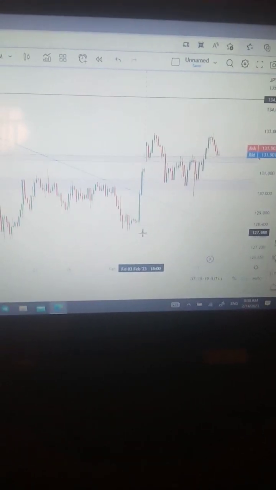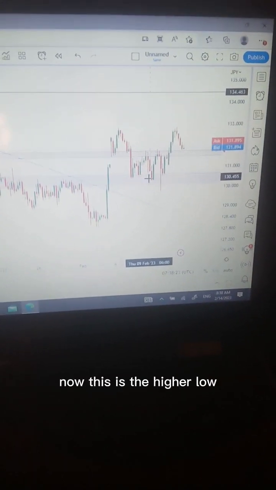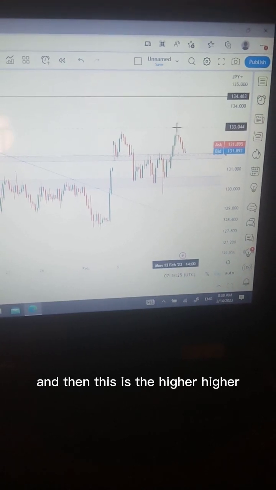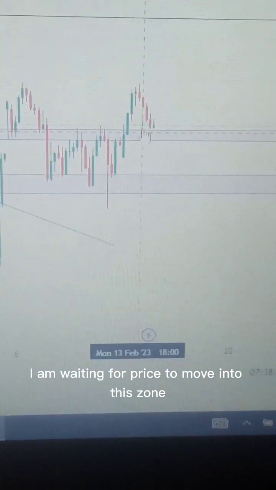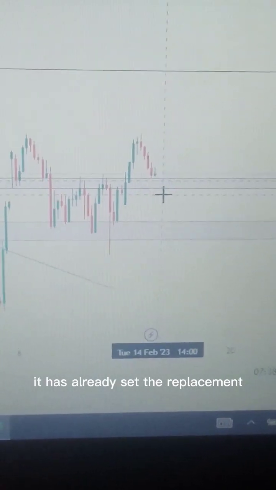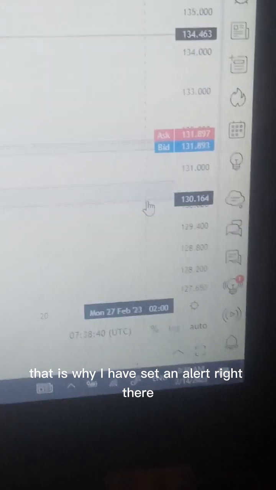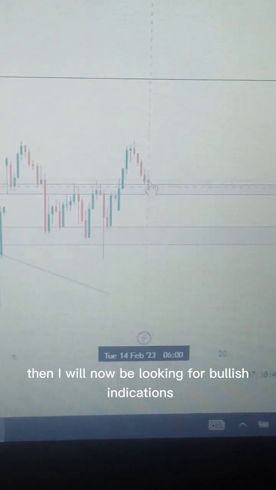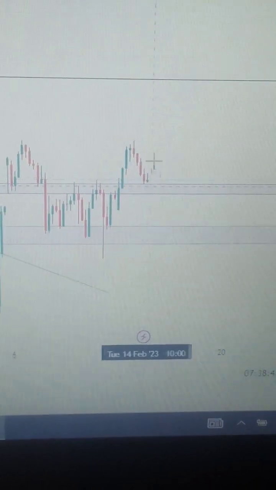On the 4-hour you can see that this is the move that broke structure, created a higher high. Now this is the higher low, and then this is the higher high, another higher high that has been created. So basically what I'm waiting for, if I zoom in more, is for price to move into this zone. If price comes into this zone, it has already started the retracement. That's why I've set an alert right there. So if price comes into this zone, then I'll be looking for bullish indications to go long.